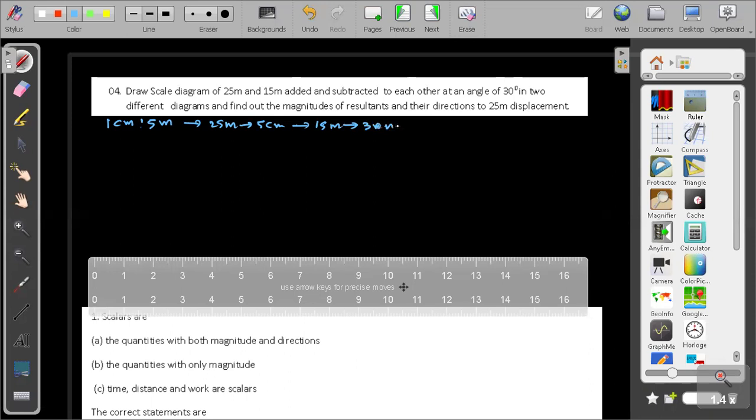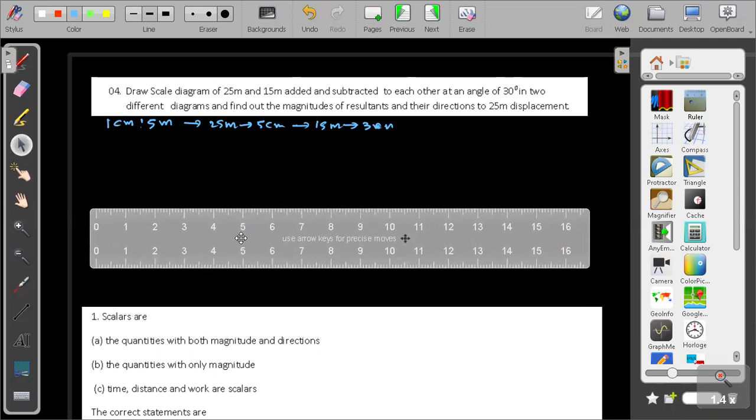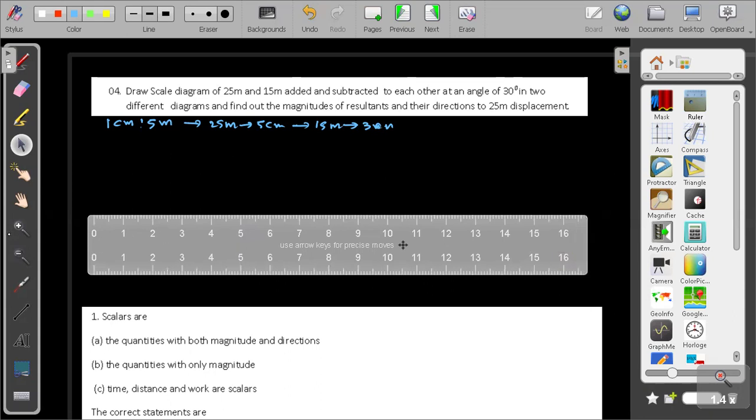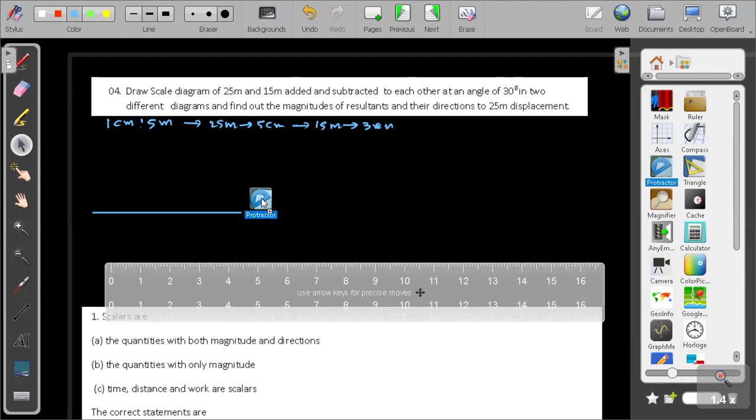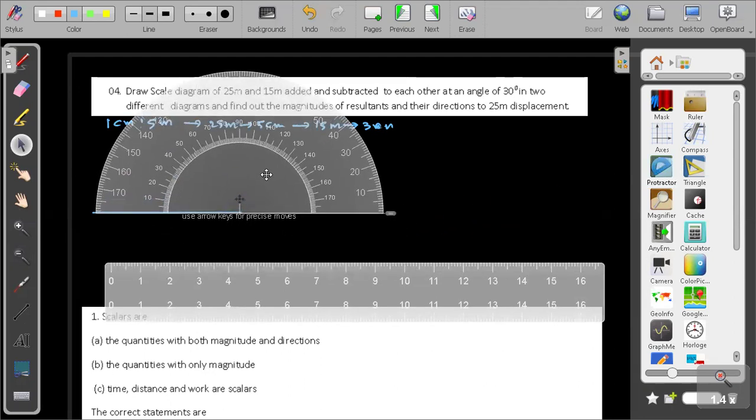Right. Let me draw the first line for the addition. I'll draw it in blue color. Just 5 centimeter, I stop there. Then I need to measure the angle of 30 degree from this. And the 30 degree line is here. Let me just draw a straight line. The 30 degree up for the addition. It should face the same direction.